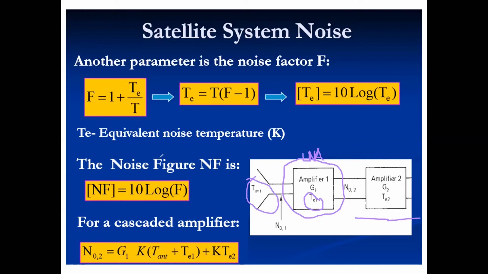The noise is also represented as noise figure, where noise figure is the signal to noise ratio of the input divided by the signal to noise ratio of the output, which is given by the relation 1 plus TE by T, where T is the ambient temperature. So the equivalent noise temperature is T into (F minus 1), where F is in normal scale. Please remember, circle brackets are in normal scale, square brackets are in dBs.